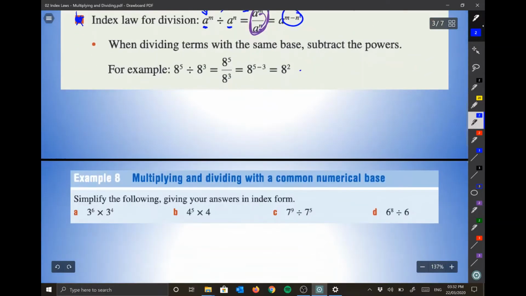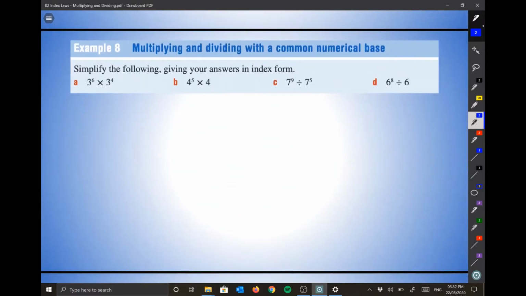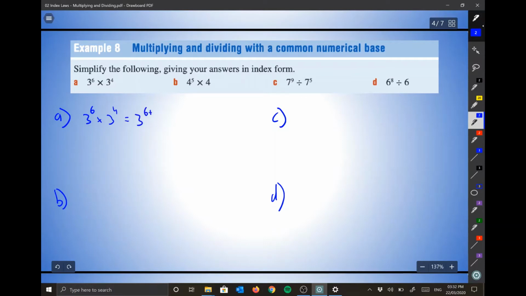Let's put this into practice though and see how it works practically. What I'm going to do is I'm going to show you how to answer A and C, and then I would like you to pause the video and have a go at B and D yourself. So in part A, we have 3 to the power of 6 times 3 to the power of 4. Now we have the same base, so I can rewrite this to 3 to the power of 6 plus, that should be a 4. So the answer is simply 3 to the power of 10. Now, pause the video, have a go at part B for yourself.